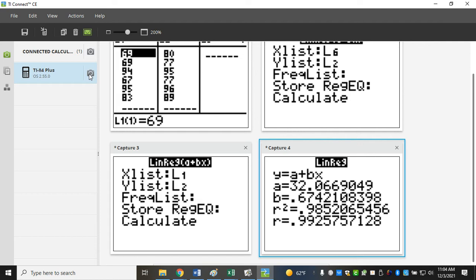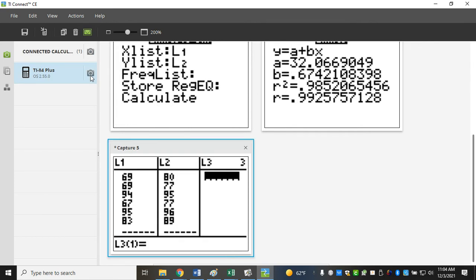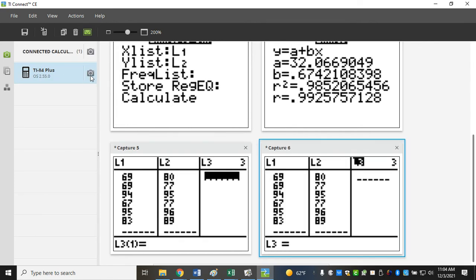So how do I use that in my lists? So if I were here, tell me what to do from here. Go up, so you're highlighting list 3. And then what would I type in there? So 32.0669049, what? Plus your slope value 0.6742108398. And then what do you plug in as X? L1. It's just the ones that are still up there.